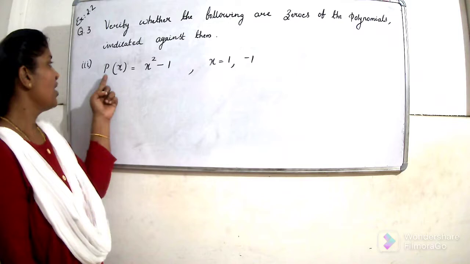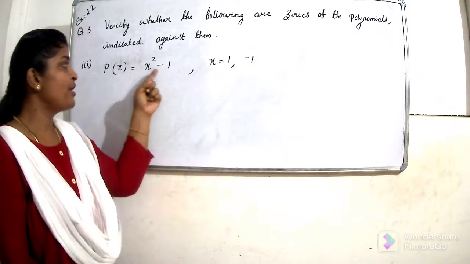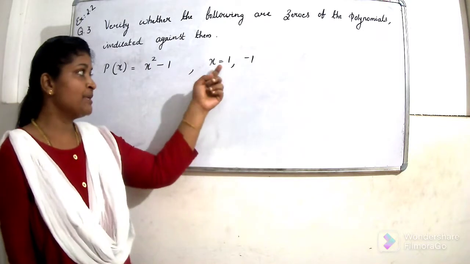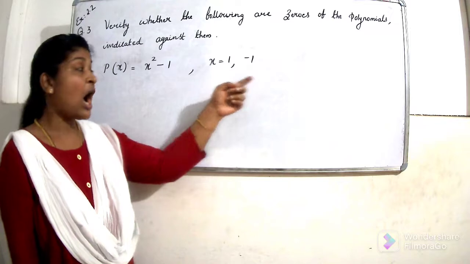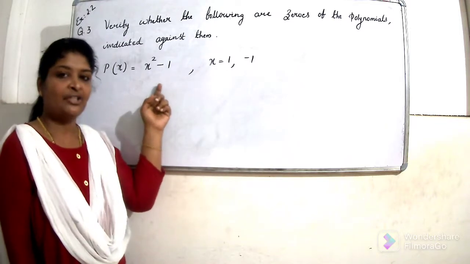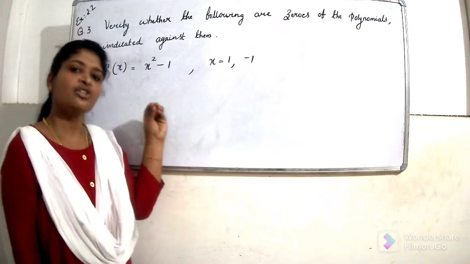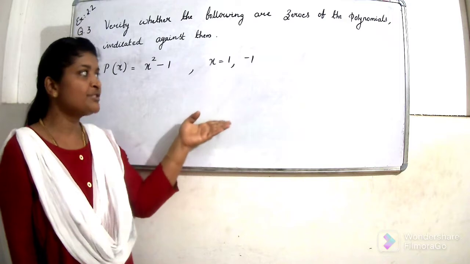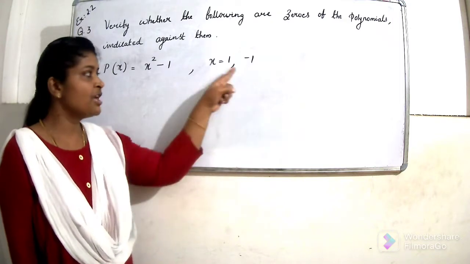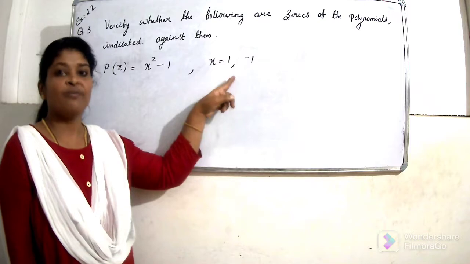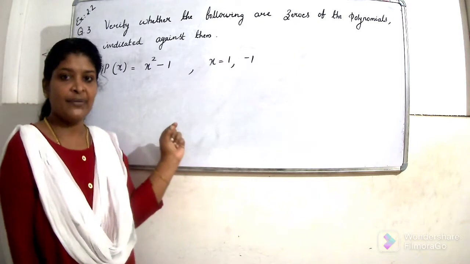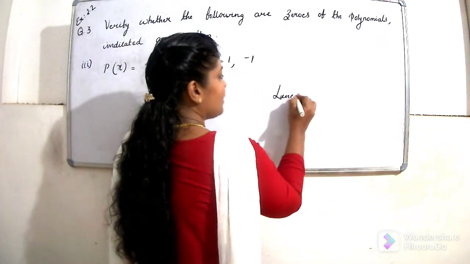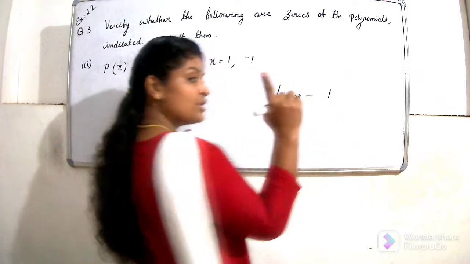Question number 3. P of x is equal to x square minus 1. This is the polynomial and the zeros they have given are 2. That means 1 and negative 1 are the zeros of this polynomial. Actually, zeros of the polynomial means the solution itself. Now here the solutions are 2. Why are the solutions 2? In the previous two questions, they gave only 1 zero of the polynomial. Why? Because those two polynomials are linear. For a linear polynomial, only 1 zero will come.